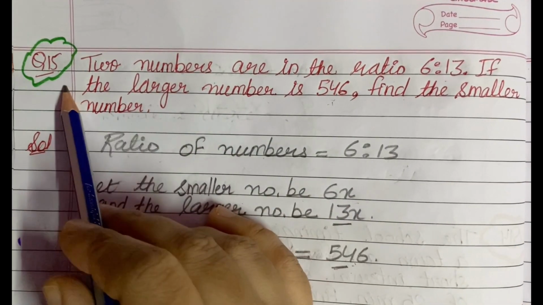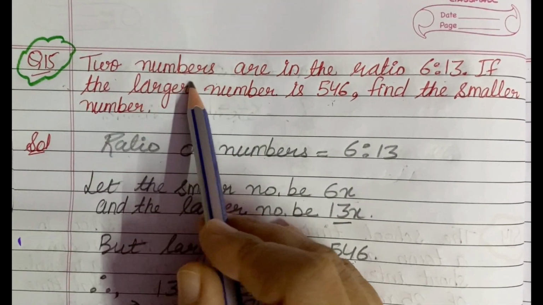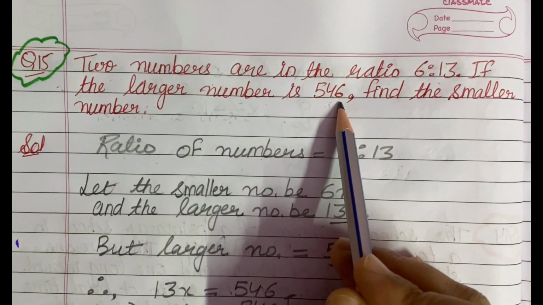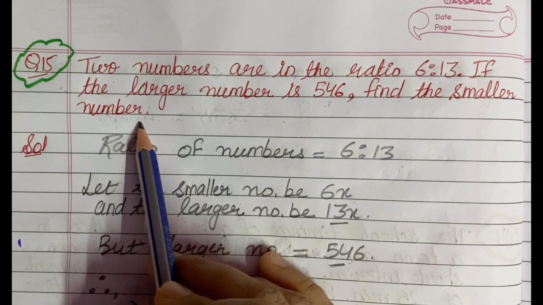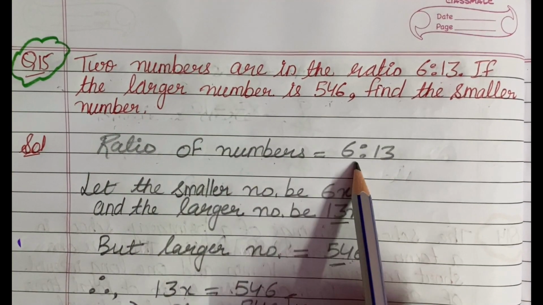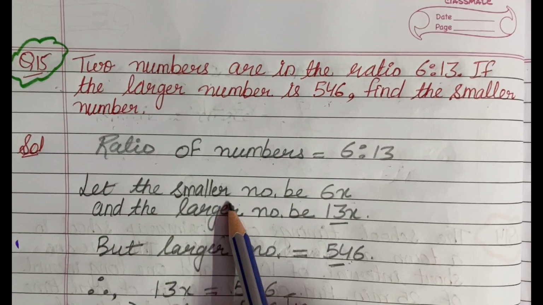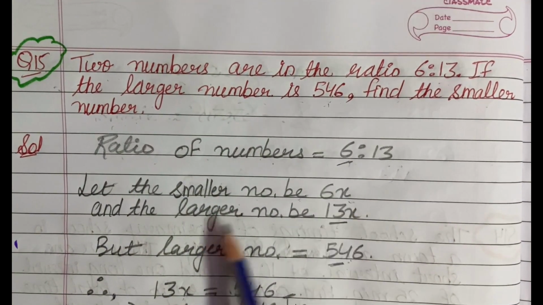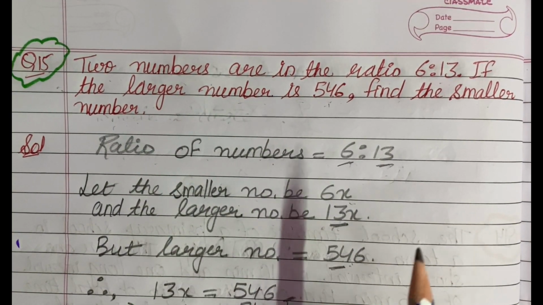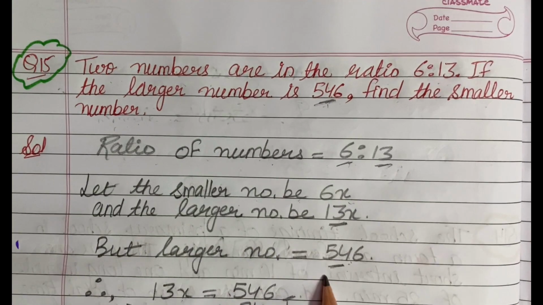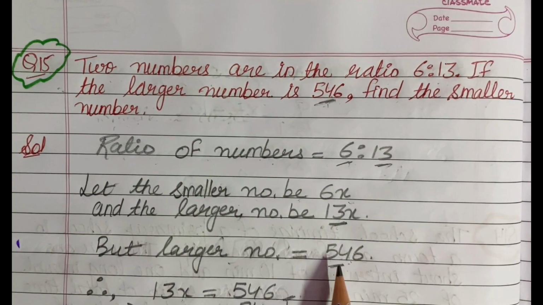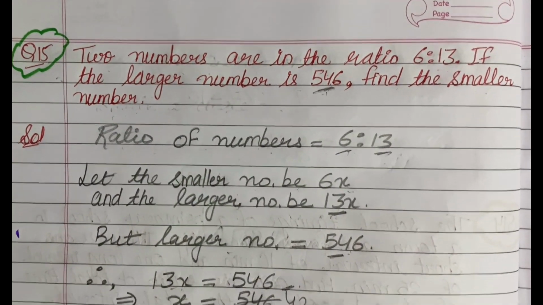Now question number 15 says that two numbers are in the ratio 6 is to 13. If the larger number is 546, find the smaller number. Now students, in the solution, first of all, we will write down the ratio of numbers, that is equal to 6 is to 13. So we will take the smaller number as 6x and the larger number as 13x. But the larger number is already given to you in the question, that is 546. Right. Now this is the larger number and this is also the larger number. So this means 13x is equal to 546.